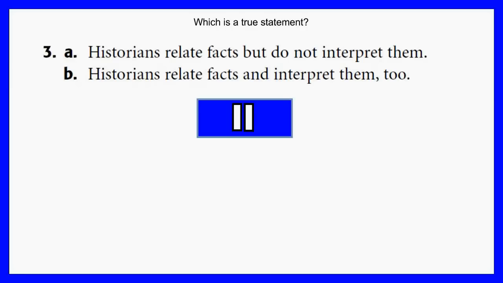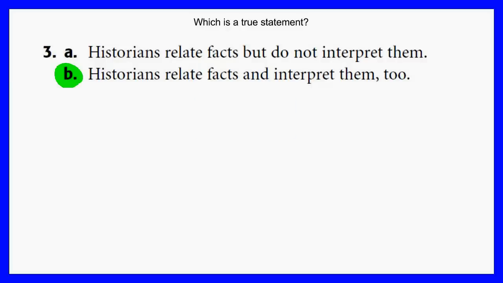Here's another question. Which of these is true? A, historians relate facts but do not interpret them, or B, historians relate facts and interpret them too? Pause here and hit play once you have an answer. B. Historians don't just look at facts from the past and say, this happened. They put them together as if they're pieces of a puzzle. You may have the edges of a jigsaw puzzle, but unless you know exactly where the centerpieces go, you don't know what you're looking at until you're finished. That's what historians do. They take clues from the past and put them together to tell a story.